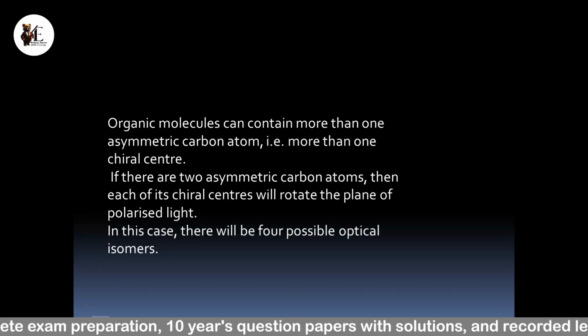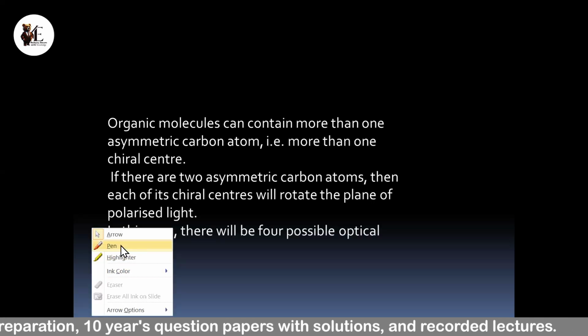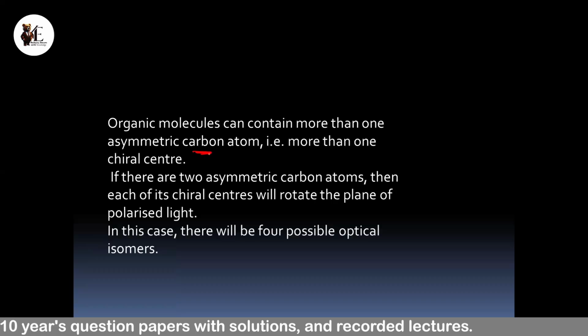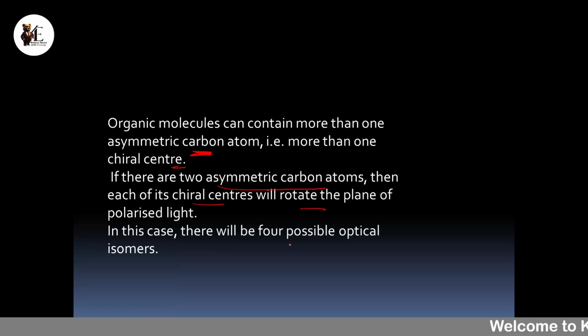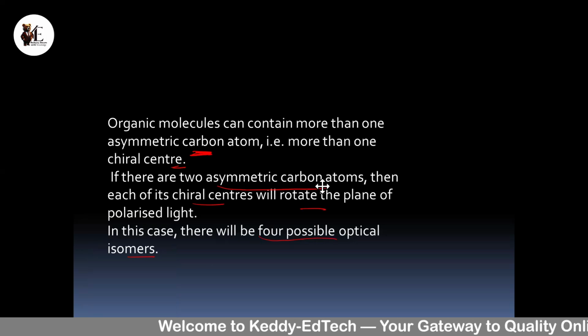Have I explained that organic molecules can contain more than one chiral carbon atom, more than one chiral center. If there are two asymmetric carbon atoms, then each chiral center will rotate the plane of polarized light. So in one case there will be two optical isomers, and if there are two chiral centers, then there will be four possible optical isomers. Okay. I don't think I've explained this. Please check it in your notes.